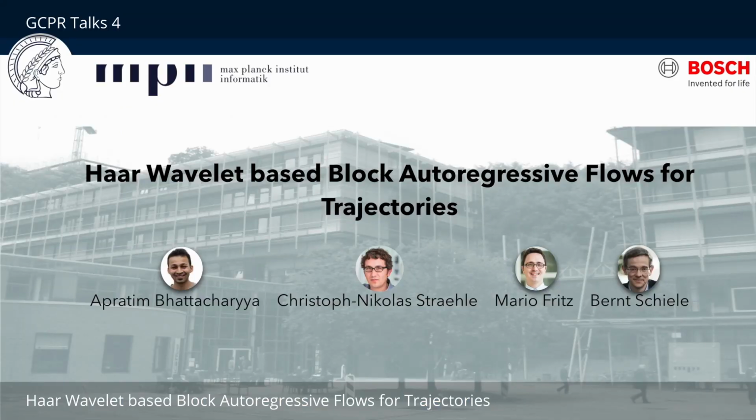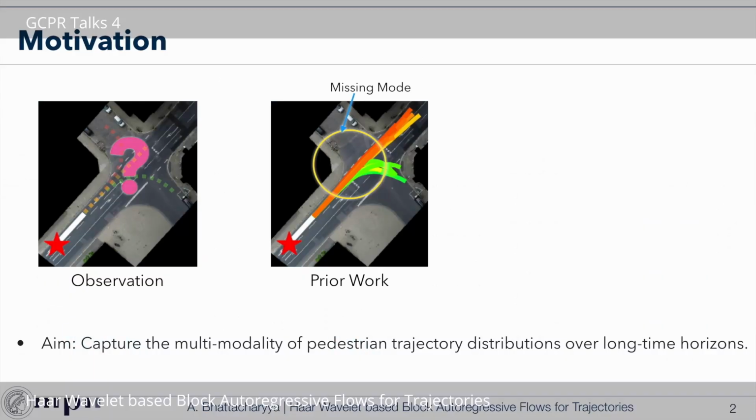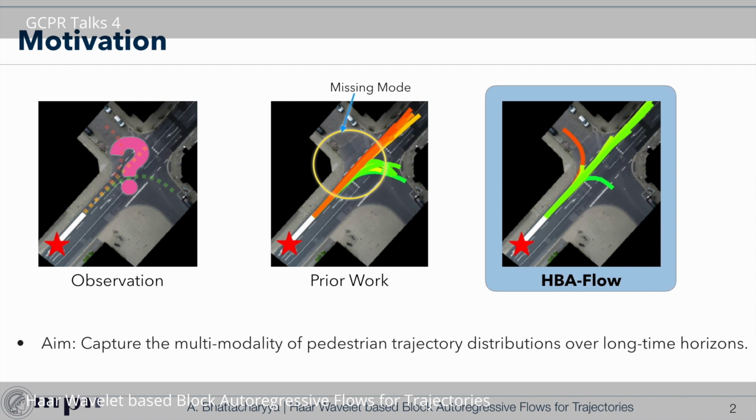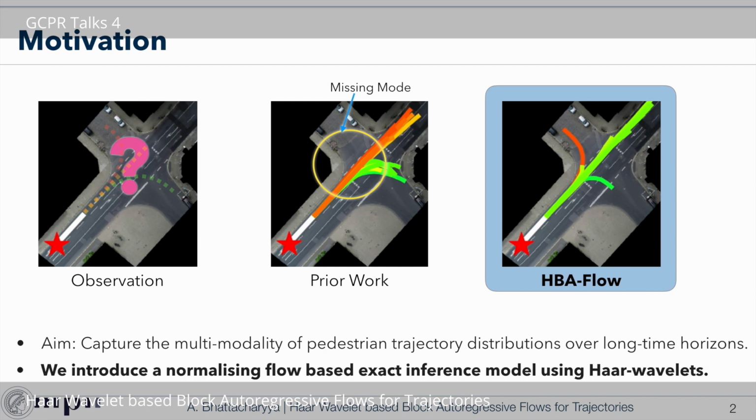Welcome to our talk on Haar wavelet-based block autoregressive flows for trajectories. I am Apratim Bhattacharyya, and this is joint work with Christoph Straehle, Mario Fritz, and Bernt Schiele. Prediction of future pedestrian trajectories over long time horizons is important for the success of autonomous agents like self-driving cars. In this work, we propose a novel normalizing flow-based exact inference model using Haar wavelets to effectively capture the multimodality of pedestrian trajectory distributions.